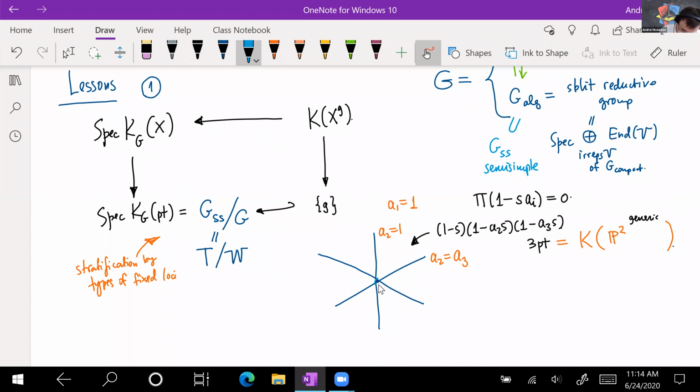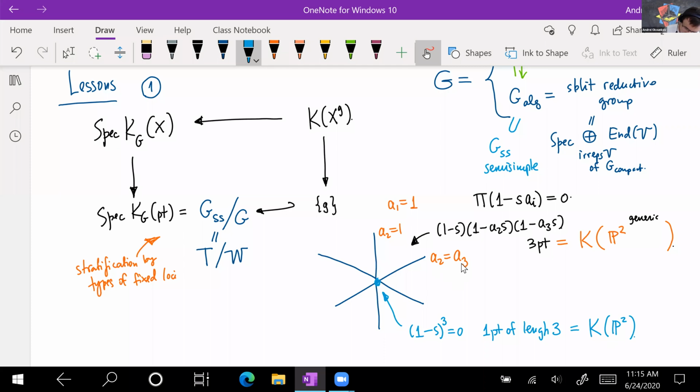So now what's the opposite situation? The opposite situation where all these guys are the same. And so this means here I get 1 minus S cubed equals 0. So 1 minus S cubed over 0, it's 1 point of length 3. And that is, so if I'm over the origin, means I'm fixed. So origin fixes everything, and so this is just the K of P2.